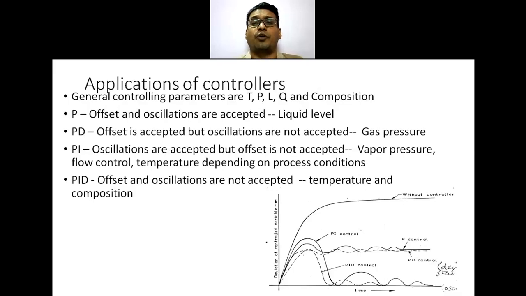If the pressure is 1 kg and it goes to 1.1 kg, that can be accepted. So I can reduce the set point depending on my process requirement. But variation in the pressure is not accepted.